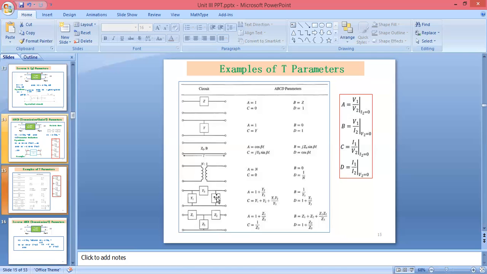1 plus y2 upon y3, because when you are calculating the value of A, that is nothing but V1 upon V2, considering I2 equal to 0 ampere, and here we are having the Y values 3 times. So we are supposed to consider all these. So you will get C equal to y1 plus y2 plus y1 into y2 upon y3. These are the example for the T parameter.